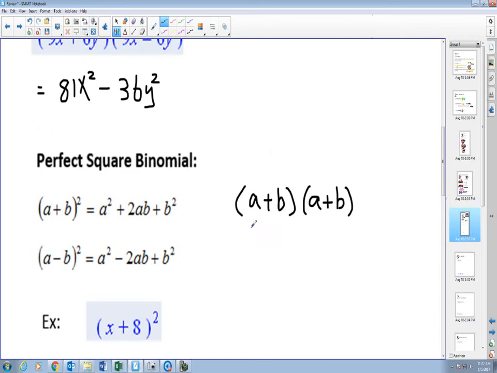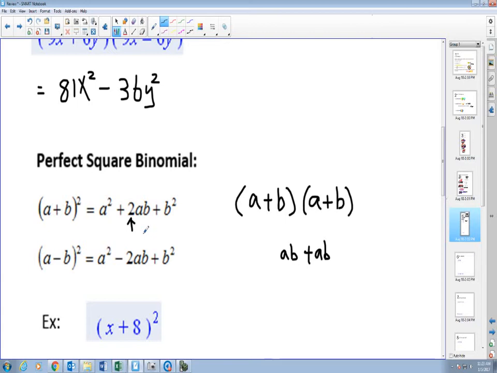Now, the difference between a perfect square binomial versus a difference of squares is the signs. First terms are the same, second terms are the same, but both signs in the parentheses are exactly the same. So that means the inner and the outer will not cancel out. If I do an outer, that's A times B, which is AB. If I do an inner, B times A, that's another positive AB. So how many AB do I have? Two of them, and that's what this number 2 right here represents. You get two of the same middle terms.